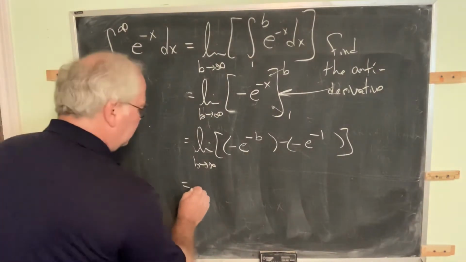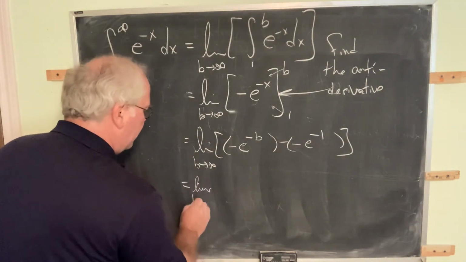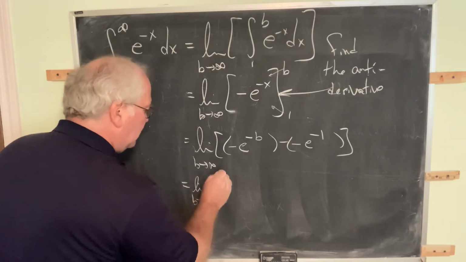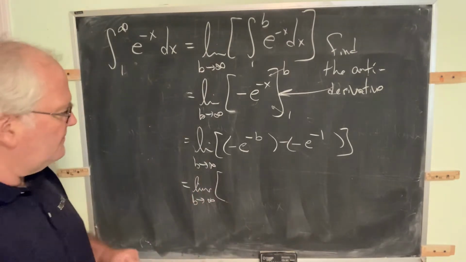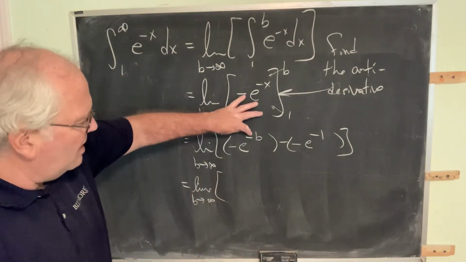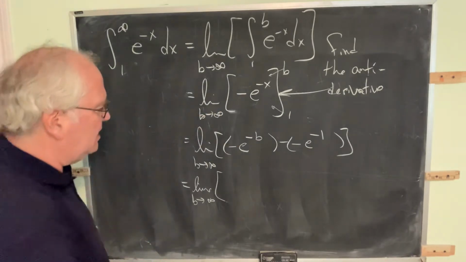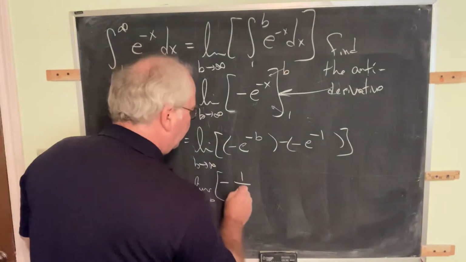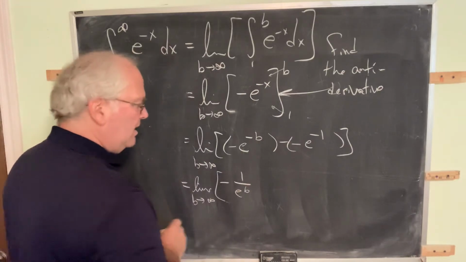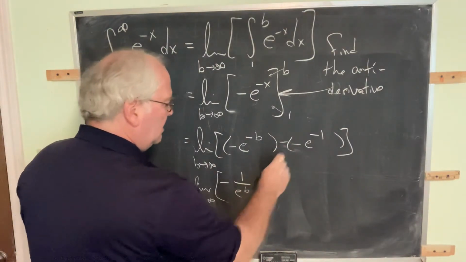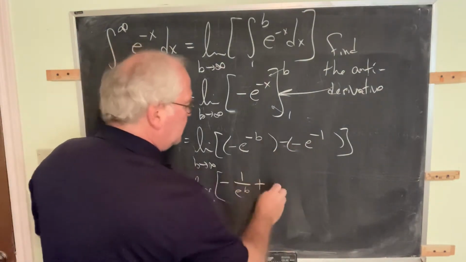So now the question is, what do we have here? Let's make this look a little bit better. Be careful because there's negative signs all over the place. Negative exponents means this expression moves to the denominator. So this is negative 1 over e to the b. Minus negative becomes plus, and this is 1 over e.